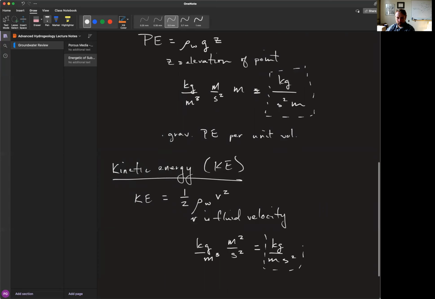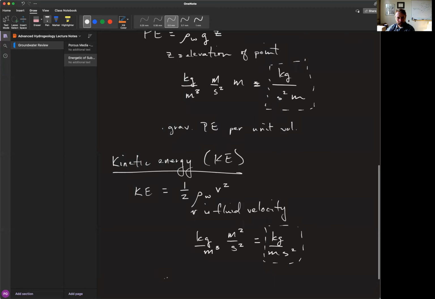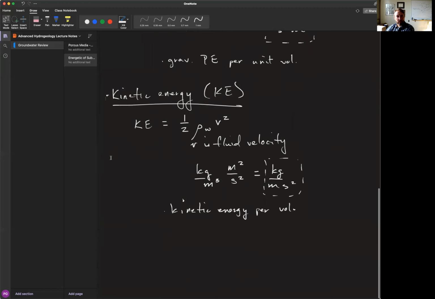All right, so this is the kinetic energy per unit volume. Of the same kilogram per meter second squared, this is kinetic energy per unit volume. And these are the three main forms of energy that our subsurface water might have.